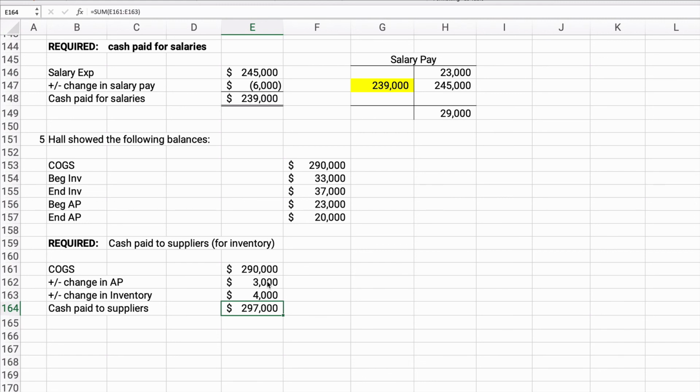This one is the one that has cost of goods sold, change in accounts payable, and change in inventory, plus or minus the change. It could be a positive 3,000 or a negative 3,000 or a positive 4,000 or a negative 4,000. So there is how you do lots of adjusting entries, and then how we convert cash to accrual or accrual to cash.